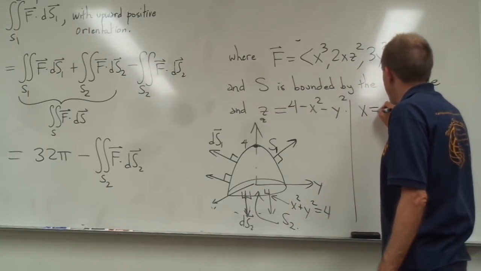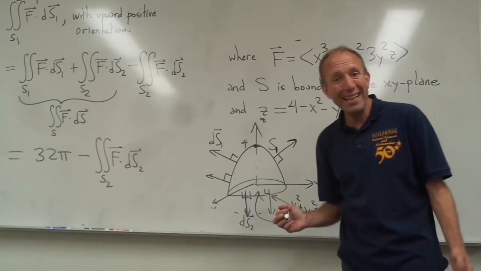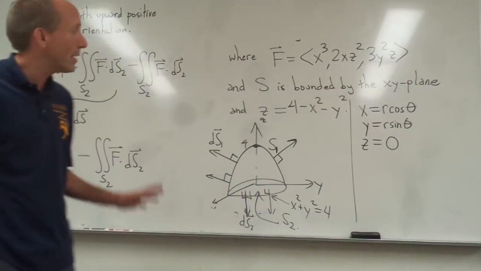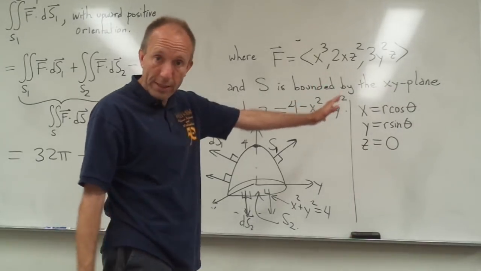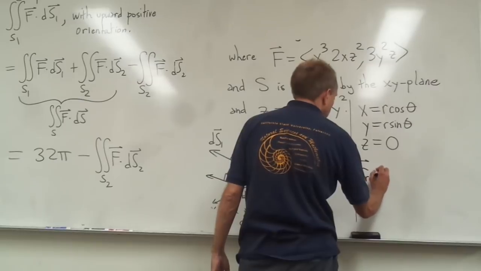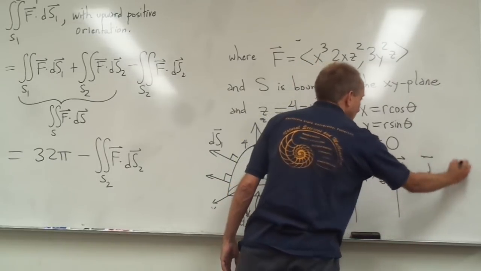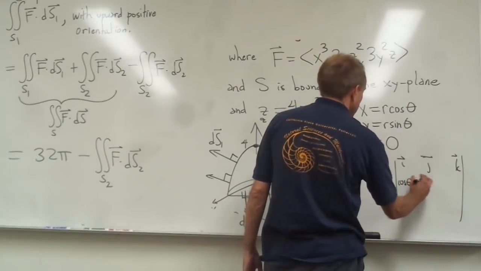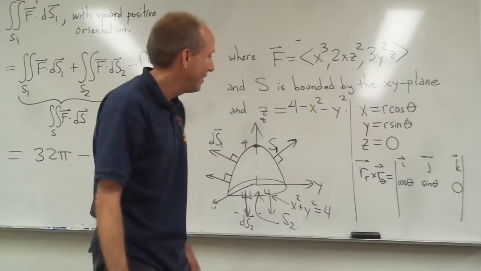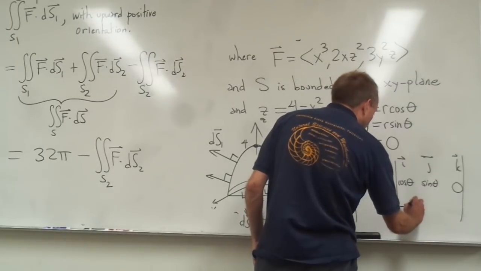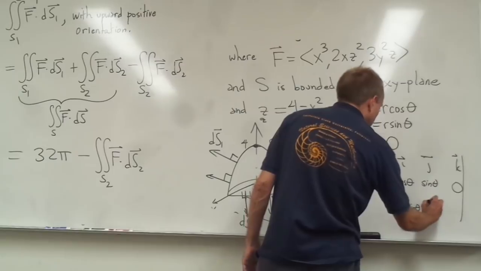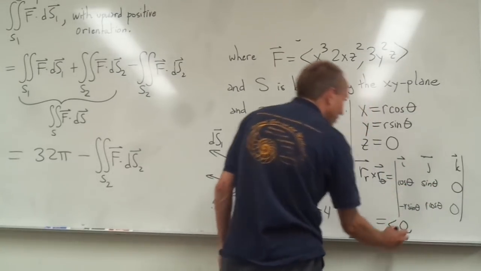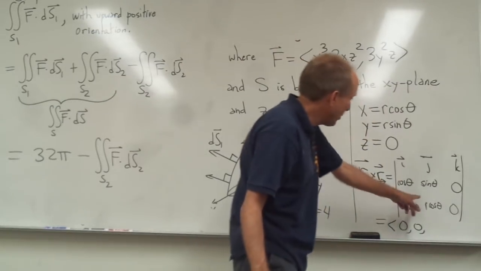So let's parameterize S2. It's a disk, so hopefully we remember that a great way to parameterize a disk is with polar coordinates. And in this case, z is 0 because we're looking at the xy plane. So there's your disk. And I can now calculate r sub r cross r sub theta, because those are my parameters. I, j, and k are here. I differentiate with respect to r, and I get cosine theta, sine theta, and 0. When I differentiate with respect to theta, I get negative r sine theta, r cosine theta, and 0. If we calculate that out, the i component is 0, the j component is 0, and the k component is r.